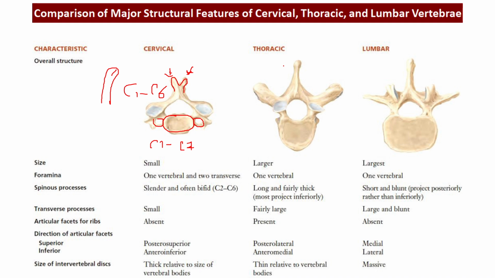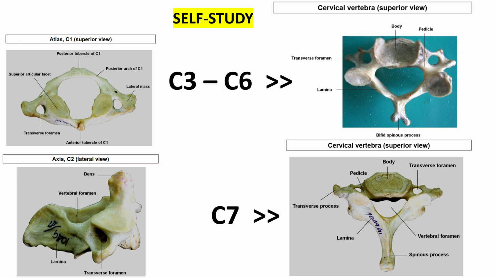And for the thoracic vertebra, the body becomes heart shaped, and the spine is located downward. And for the lumbar vertebra, the body is very big because it has to hold your body weight, and the spine will be short and large. So you can study by yourself by looking at this picture.